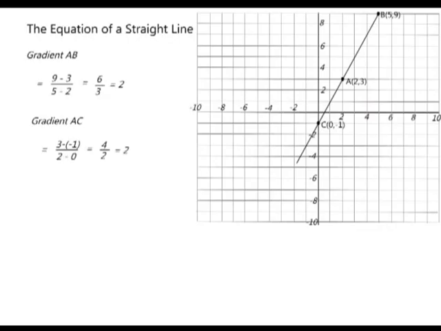The gradients of the line AB and AC are the same because A, B, and C lie on the same straight line. Then, a straight line has a constant gradient.